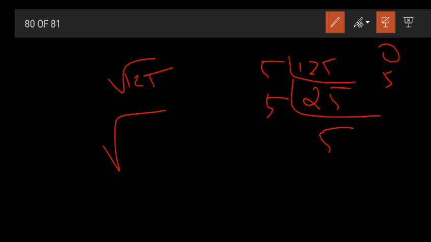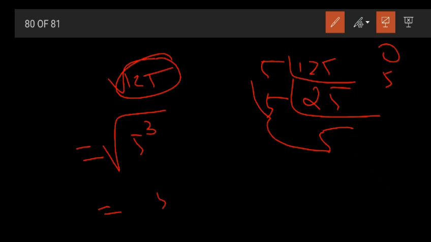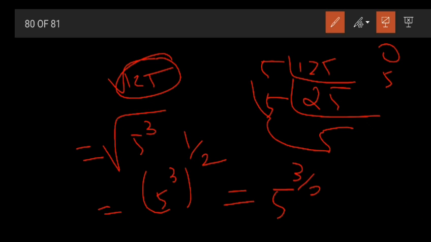This is square root of 5 cube. 125 can be written as 5 into 5 into 5. So square root of 125 is equal to square root of 5 power 3, which is 5 power 3 to the power 1 by 2. This is fractional index notation. So this is equal to 5 to the power 3 by 2. So we have written it in the form 5 to the power n.